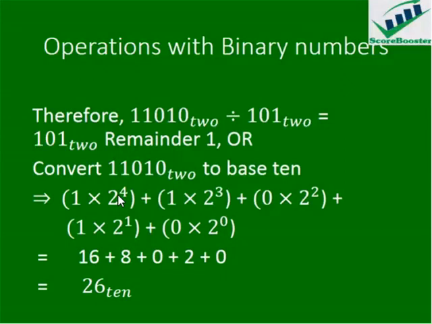2 raised to the power 4 means multiplying 2 four times. 2 raised to the power 3 means multiplying 2 thrice. So 2 raised to the power 4 means 2 multiplied by 2 multiplied by 2 multiplied by 2, which is what? 2 multiplied by 2 is 4. 4 multiplied by 2 is 8, and 8 multiplied by 2 is 16. That's why we have 16 here.